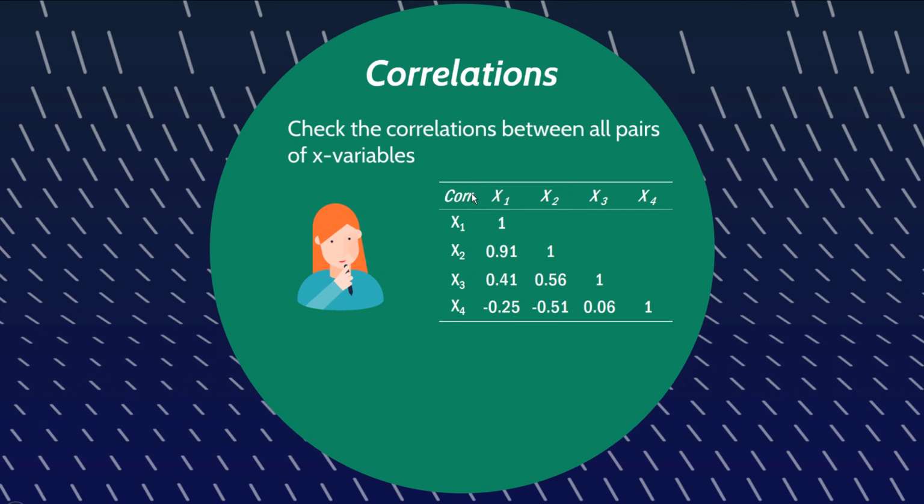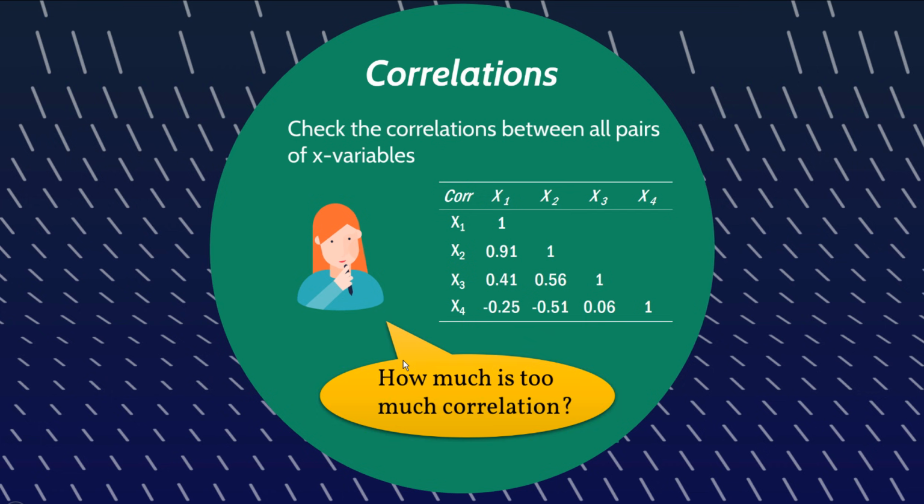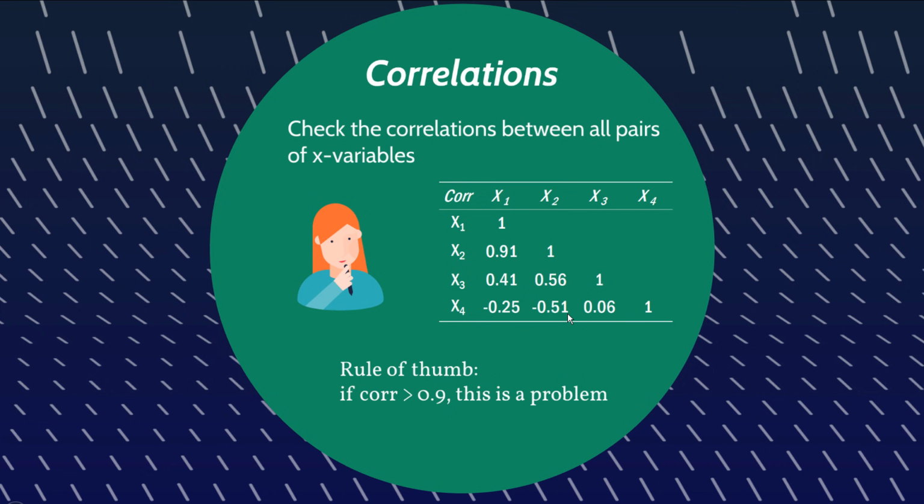For example, x1 and x2 here have a correlation of 0.91, which is quite high. But you're going to ask the question: how much is too much correlation? And there's a general rule of thumb that says if the correlation is greater than about 0.9, this could start being a problem. But as I say, with all of these rules of thumb you'll get in statistics, there's nothing black and white about it. There's nothing magical about 0.9. In fact, there's a lot of sources that suggest that this is a bit too conservative. Correlations up to sort of 0.95 are still pretty cool.